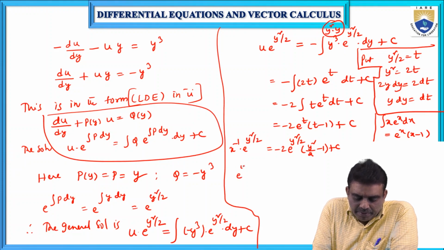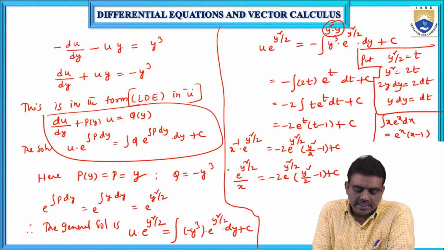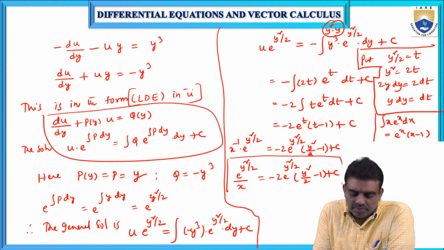Or e power y square by 2 by x is equal to minus 2 e power y square by 2 into y square by 2 minus 1 plus c. So this is the required solution of the given differential equation.